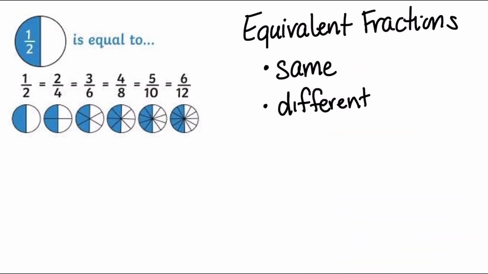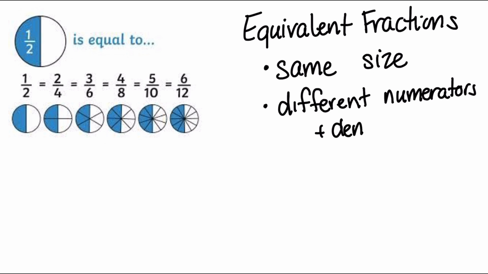Equivalent fractions are two fractions that are the same size, same amount, but they have different numerators and denominators. So for example, when I think about this half over here, it's really easy to think about halves because we break things in half all the time when we're sharing with another person. Here are a whole bunch of fractions that are equal to 1/2, meaning they have the same amount.